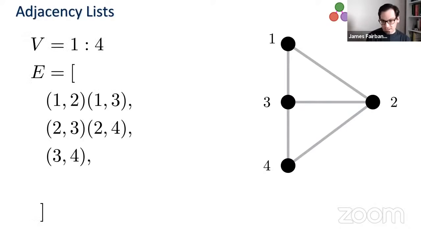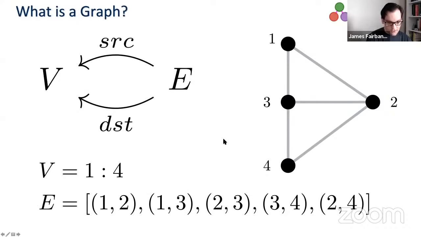Problem with storing it as a list of pairs is that it's unindexed. And so if you want to know what are all the edges incident to vertex 3 here, in the edge list, you have to navigate: is this an edge incident to 3? Is this an edge incident to 3? Yes. Is this an edge incident to 3? Yes. Is this an edge incident to 3? Yes. Is this an edge incident to 3? No. So it takes linear time to find the edges incident to a vertex.